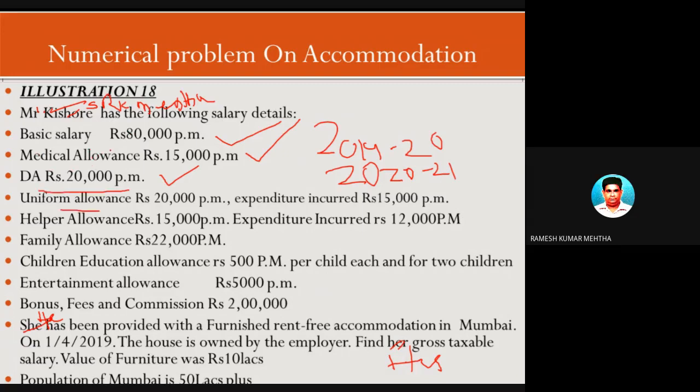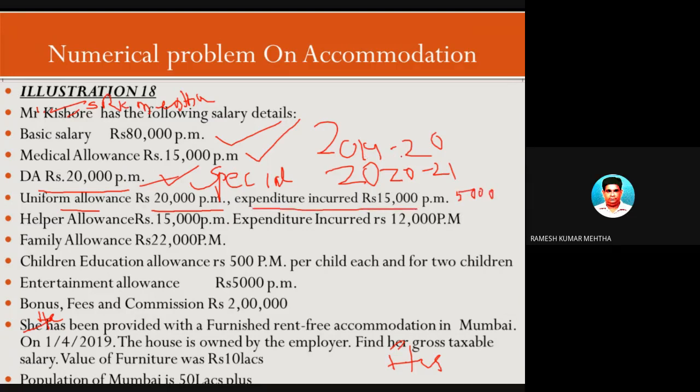Uniform allowance. This is a special allowance. I have already covered a lot on special allowances, so please get back to my YouTube videos. He has been provided a uniform allowance of 20,000 rupees per month, out of which he is spending only 15,000 per month. So 5,000 per month is fully taxable.